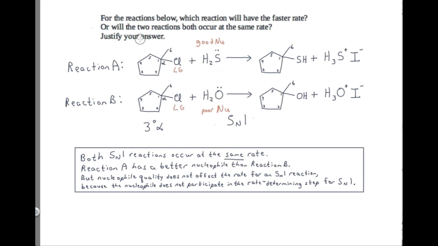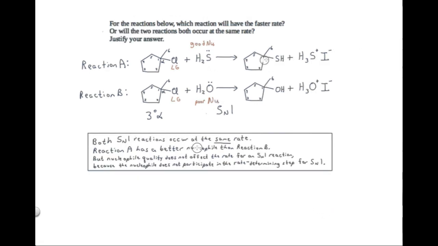Make sure you justify your answer. Reaction A has a better nucleophile, but that's not going to affect the rate for this SN1 reaction because the nucleophile does not participate in the rate-determining step for SN1. In your answer for this type of rate problem, make sure that you specifically mention the name of the mechanism. If you don't specifically say that this is a reaction with an SN1 mechanism, you will probably lose credit because the nature of the mechanism is a big factor in determining the answer to the problem.